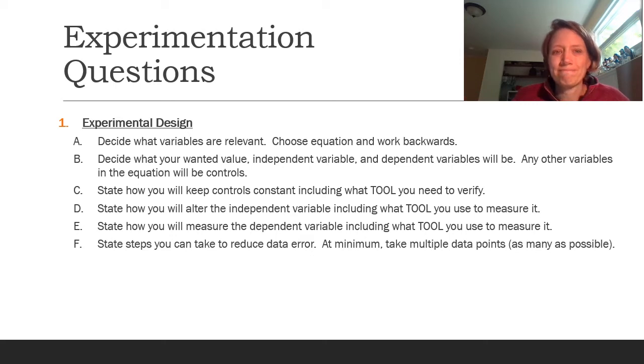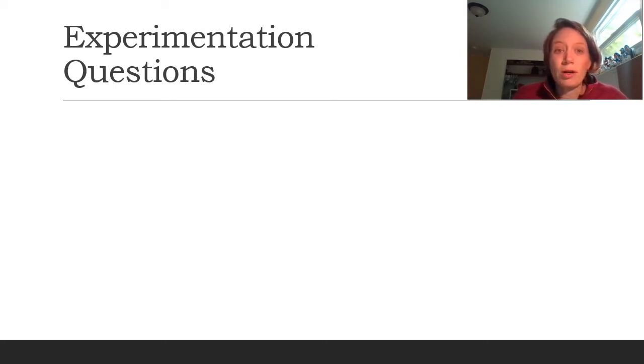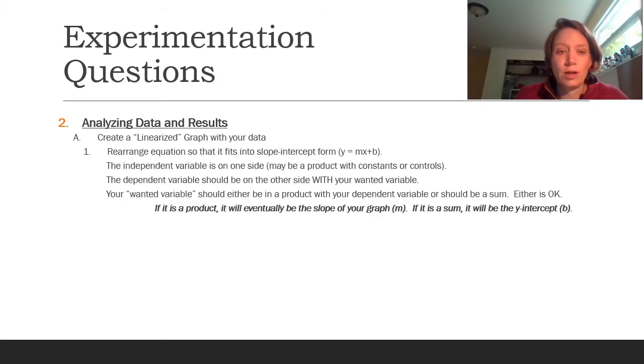So the second part of experimental design questions is the analysis part, analyzing your data and the results now that you've taken all this data. And usually they're going to ask you to use what's called a linearized graph to actually find your ultimate conclusion. To make a linearized graph, this is just kind of like the to-do list, and I'll show you guys what this looks like in real life in a little bit.